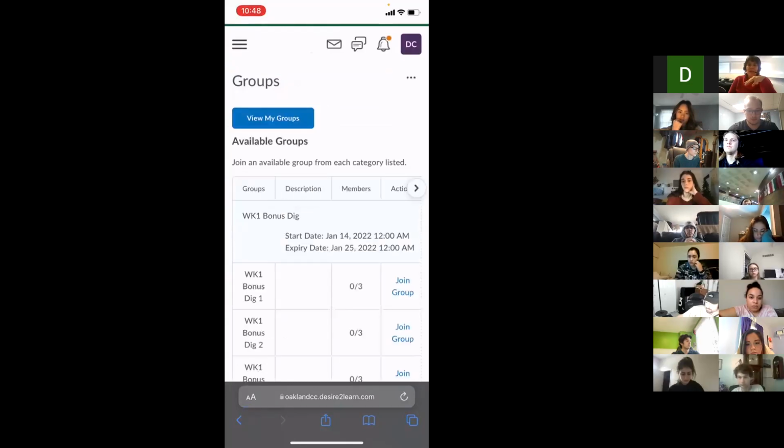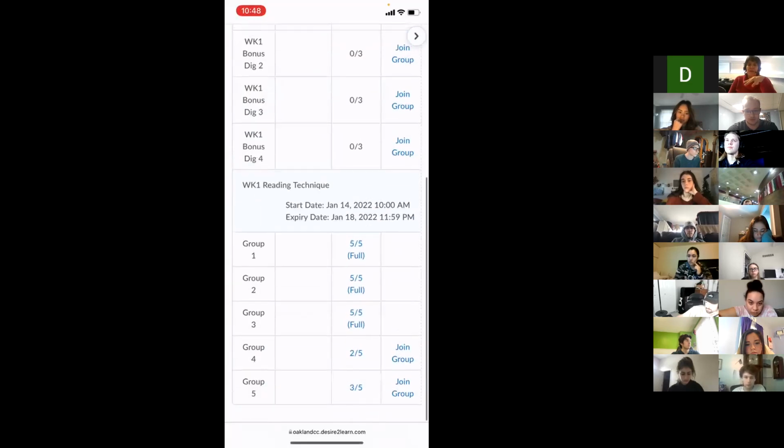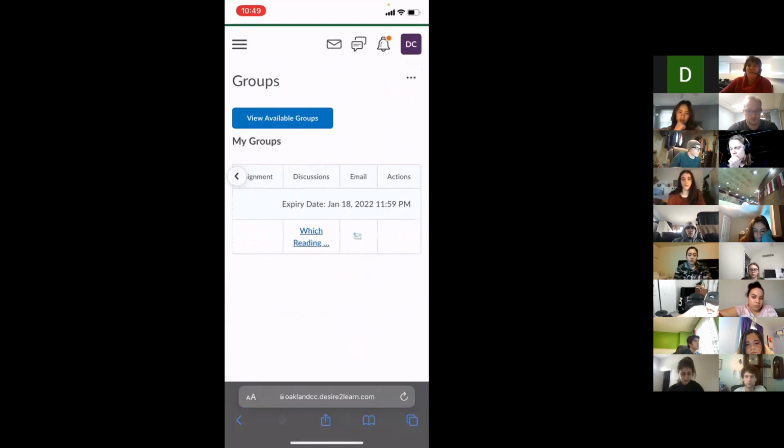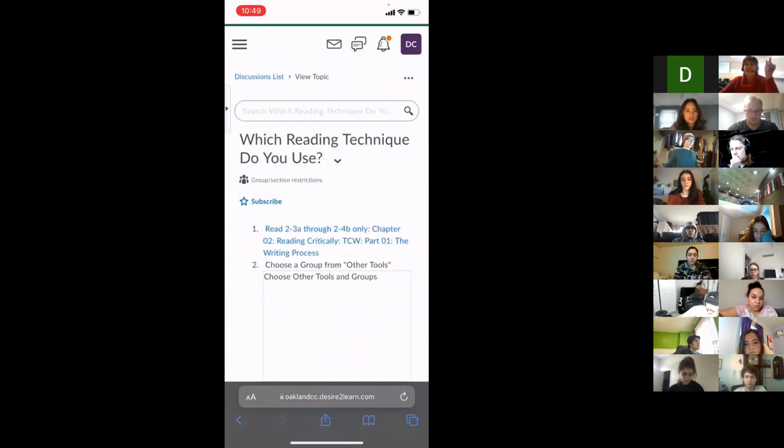Okay, so there's the bonus dig. We're not doing that yet. We're doing the reading technique. And it looks like the first 3 are full, so you will join group 4. You click where it says join group. And now you can actually click on the link that says which reading assignment. Do you see that? Yes. Click that link.